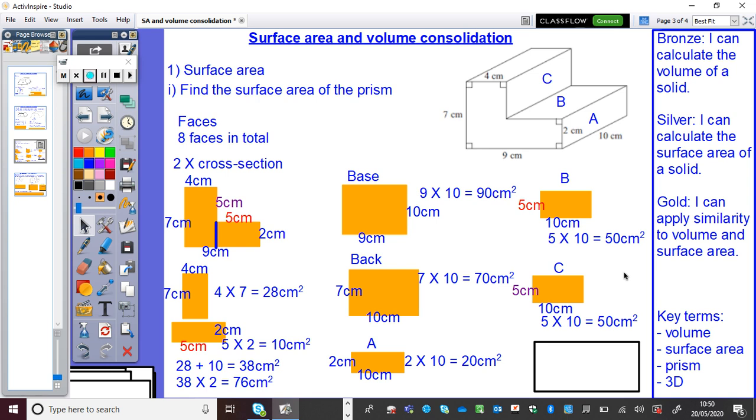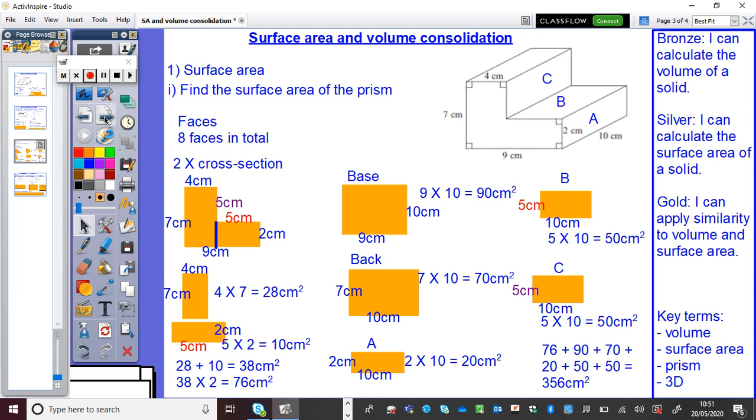And it's just to help me visualise it so that I'm getting those correct dimensions. So 5 multiplied by 10, 50 centimeters squared. What I then need to do is add all that up. Obviously I've only got very little space left here, so please do forgive how it's laid out. But that would give me 356 centimeters squared. Job done, silver target hit. I've calculated the surface area of a solid.